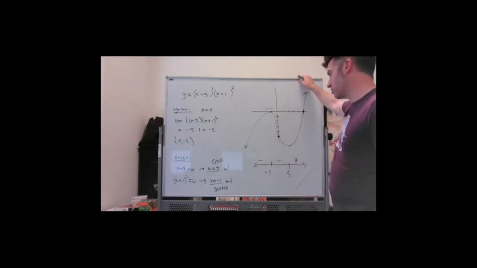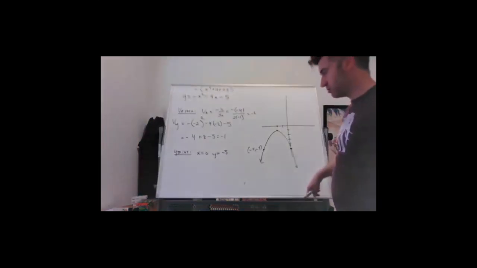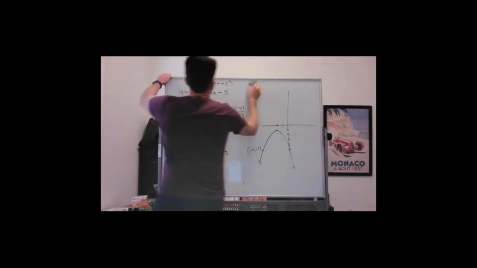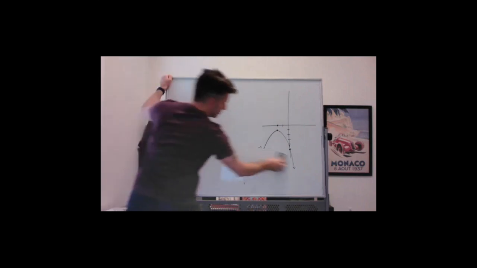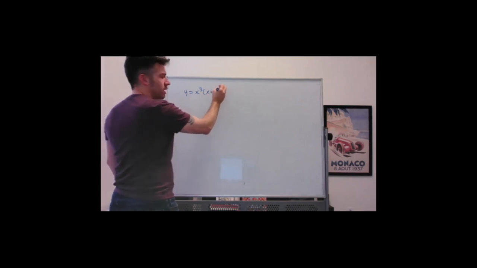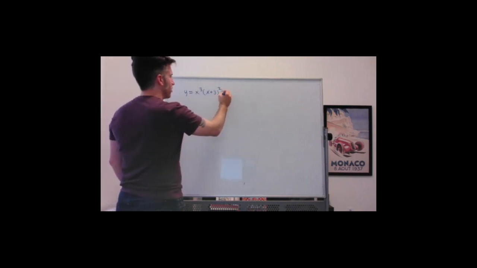Look at the next one. Next one is y equal to x cubed times x plus 3 squared times x minus 2.